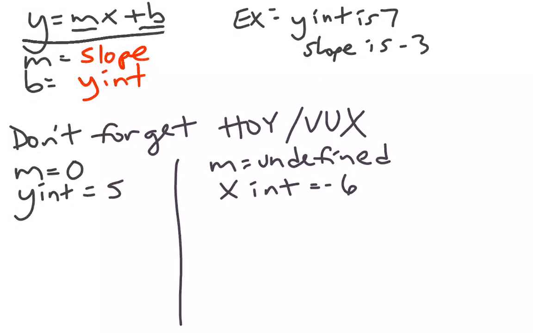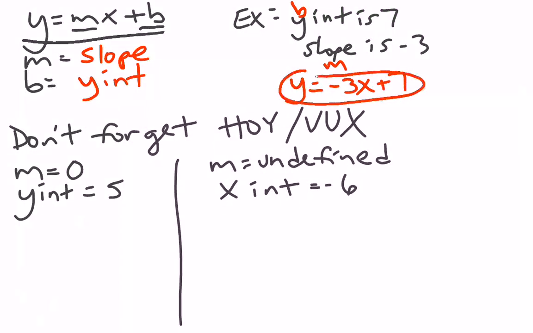So for example, and you're writing this on the top of the page, if your y-intercept is 7 and your slope is -3, your y-intercept is your b and your slope is your m, and we're just going to plug that in. Y equals m, which is -3, x plus b, which is 7. That's all we're going to do on this side.